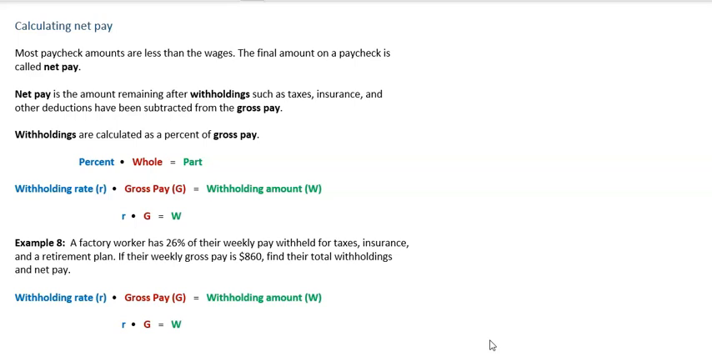Okay, so the percent is the withholding rate, the whole is your gross pay, and the part is your withholding amount. So you're going to take your rate times how much you make to find out how much was removed from your paycheck. So a factory worker has 26% of their weekly pay withheld for taxes, insurance, and a retirement plan. If their weekly gross pay is $860, find their total withholding, so that means the amount of money that was taken out of their paycheck, and then the pay that they actually get to put in the bank, the net pay.